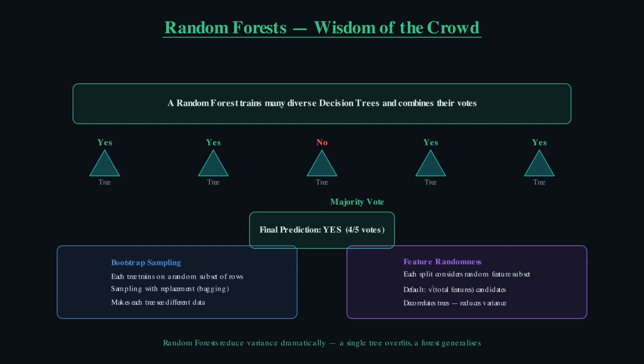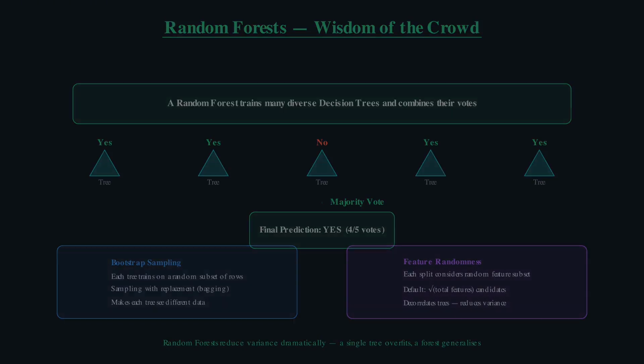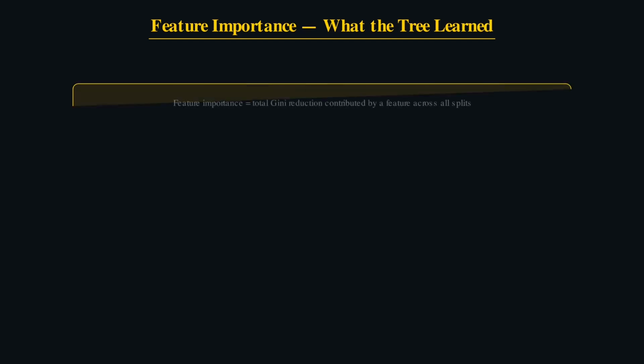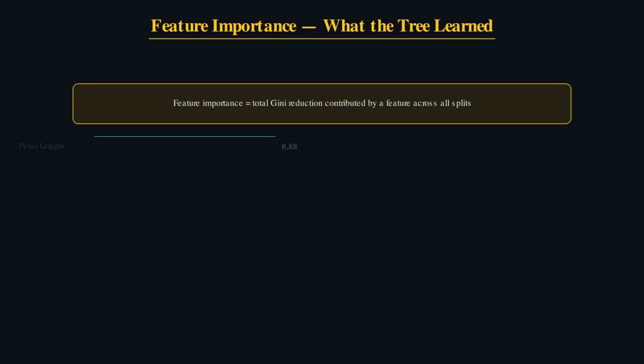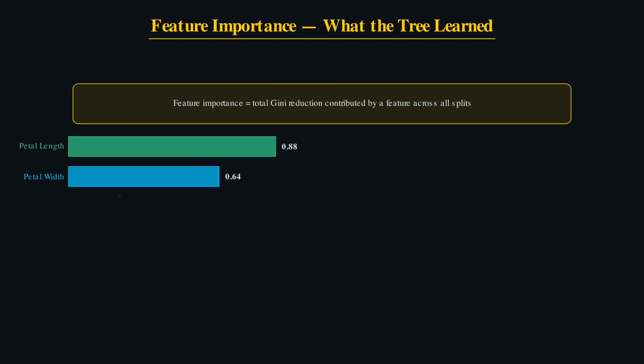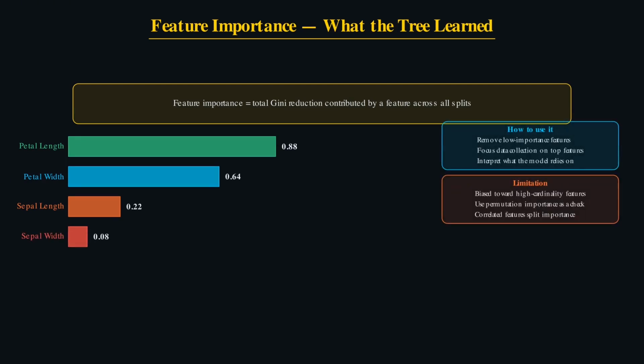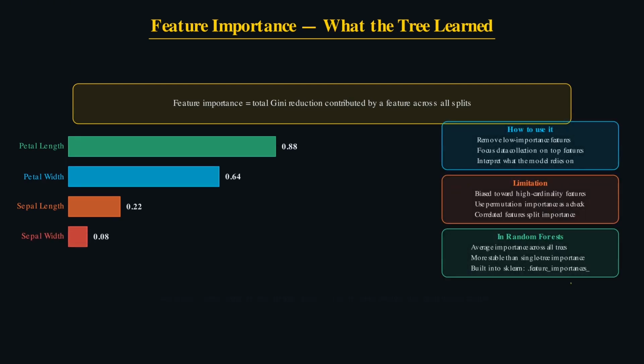A random forest solves the same problem from the opposite direction. Instead of constraining one tree, it builds hundreds of them. Each tree trains on a random bootstrap sample of the data, and each split considers only a random subset of features rather than all of them. This makes every tree slightly different.